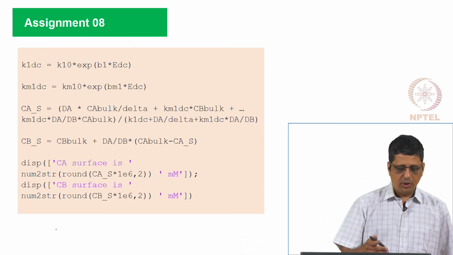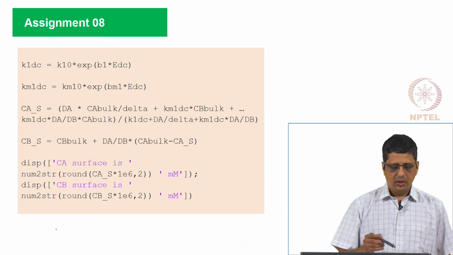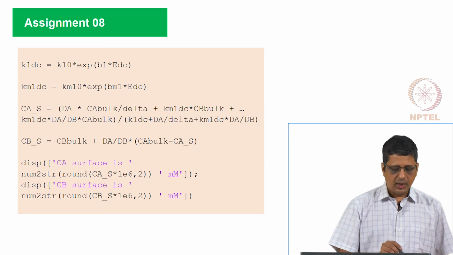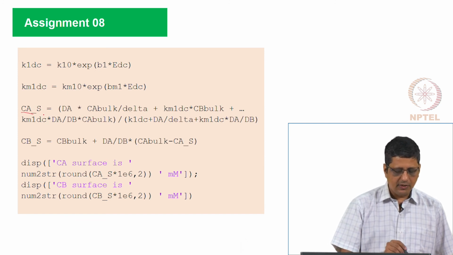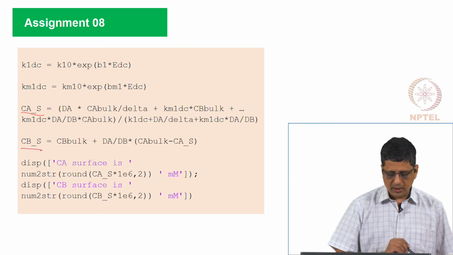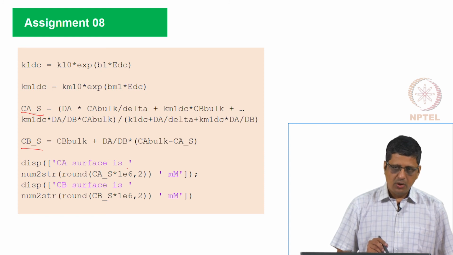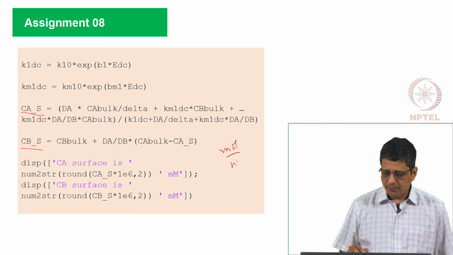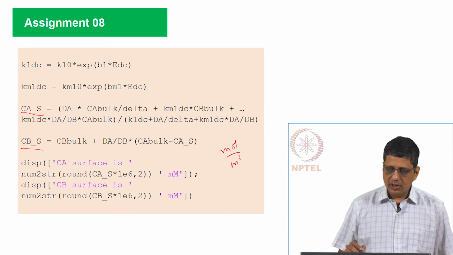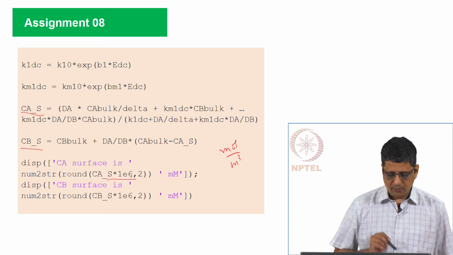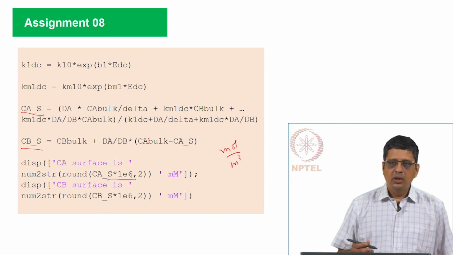Calculate the value of K1 dC, K minus 1 dC, and then write the formula. You can get the value of concentration of A on the surface and concentration of B on the surface. We multiply by 1000 to get moles, because this comes in terms of moles per meter cube. We want to convert that to moles per liter, and you can convert that to millimoles by multiplying by 1/6. If you multiply by 1/3, you will convert to moles. If you multiply by 1/6, you will convert to millimoles.